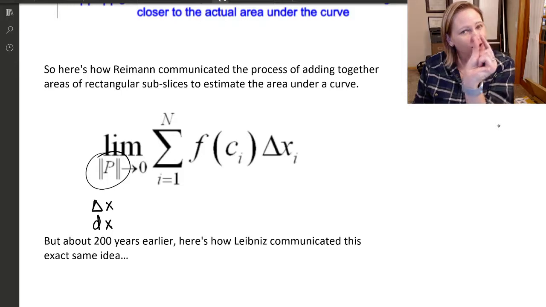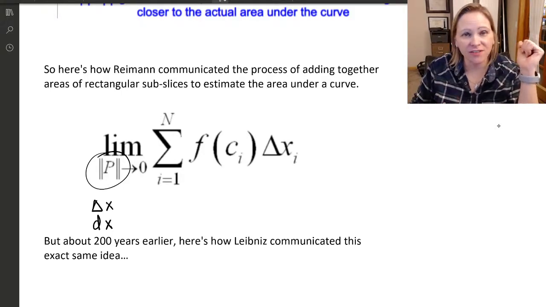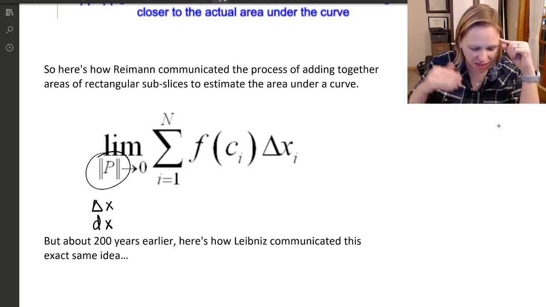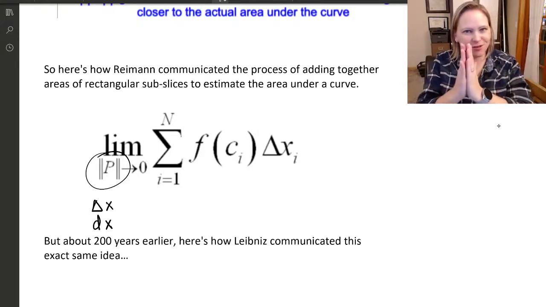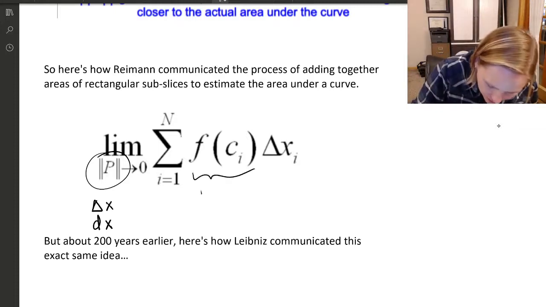So as the width of my rectangles gets closer to 0, so that I just have slivers, instead of a 2-dimensional rectangle, I have a 1-dimensional sliver. As the limit of the rectangle width gets closer to 0, the sum of this would be the height, and this would be the width.